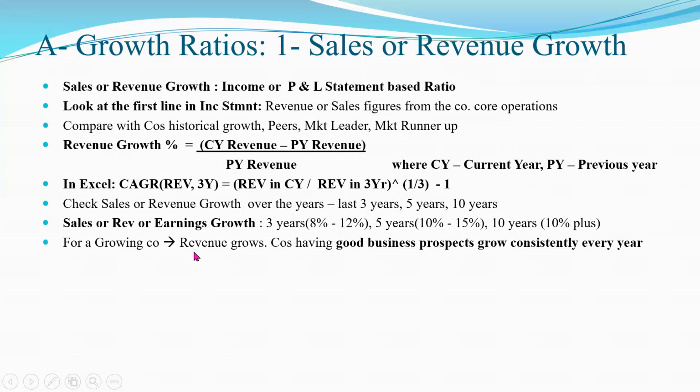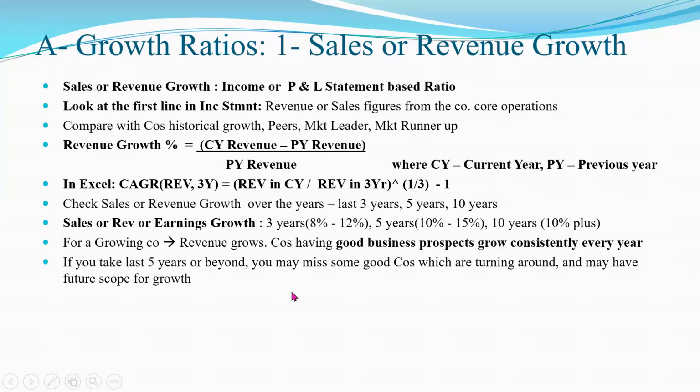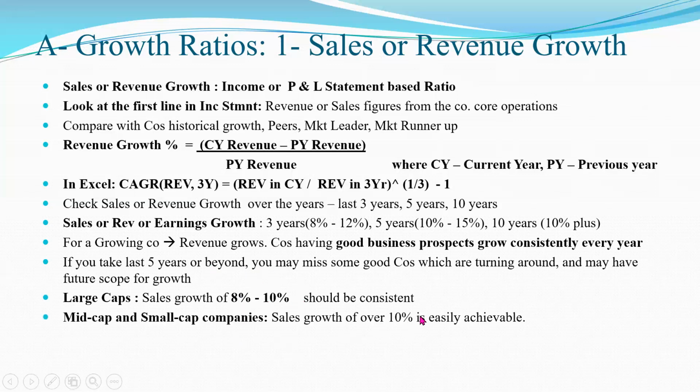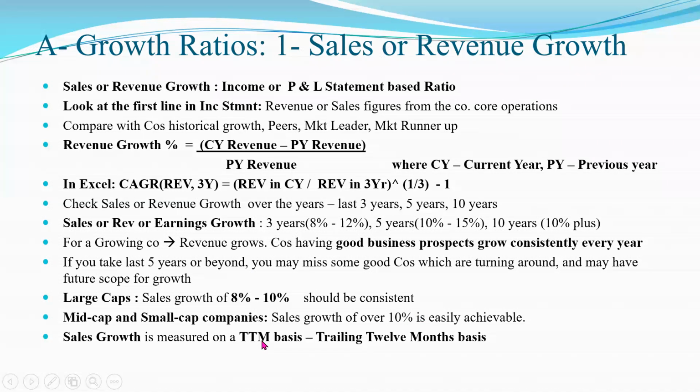For a growing company, the revenues will be consistently increasing. Many of the mid caps are showing that kind of movement. Sometimes, like in this COVID year, you suddenly find that some companies have done badly, like Radico Khaitan, which we just saw. So don't get worried about such one-off things, because that can happen to any company. Large cap sales growth is expected to be around 8 to 10%. That is consistent. Mid cap over 10% is good. Sales growth is a measure. You should be looking at the TTM, trailing 12 months basis, also.